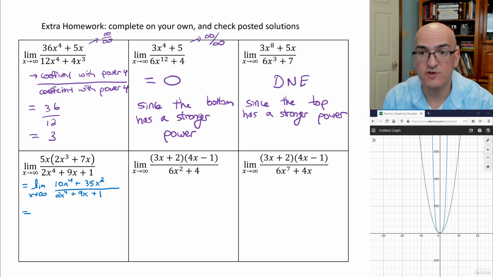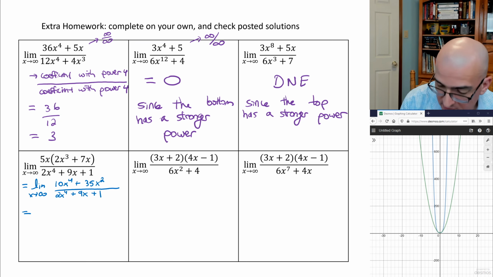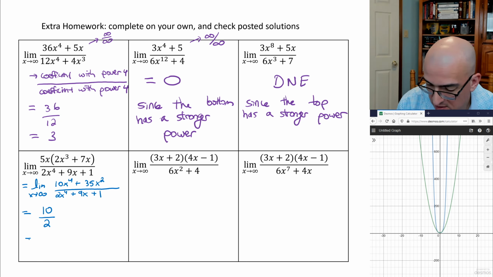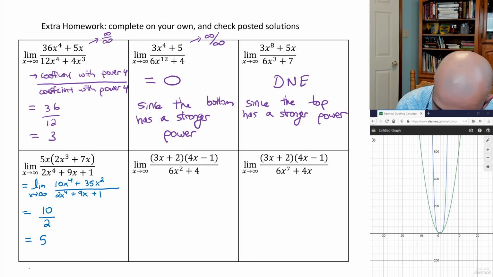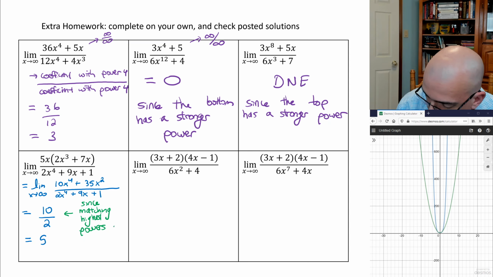Now the powers are matched. We have a power 4 on top, power 4 on the bottom, so our answer will be the ratio of the leading coefficients. 10 over 2, which is 5. So matching, since matching highest powers on top and bottom.